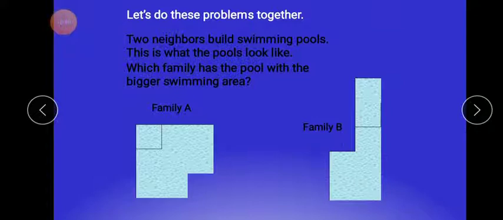So today we have learned about area and perimeter. The other name of perimeter we can also say is boundary. In the next class we are going to solve some more problems related to area and perimeter.